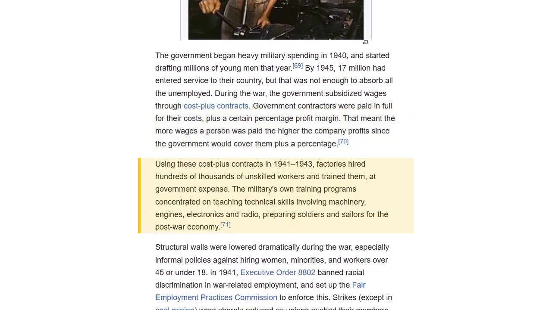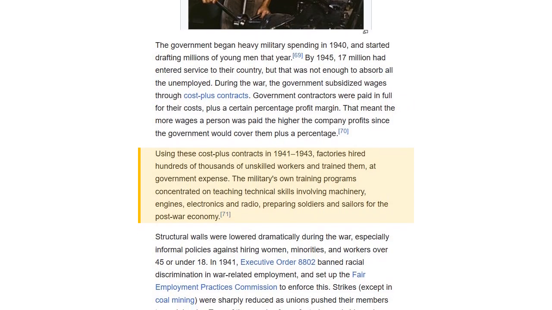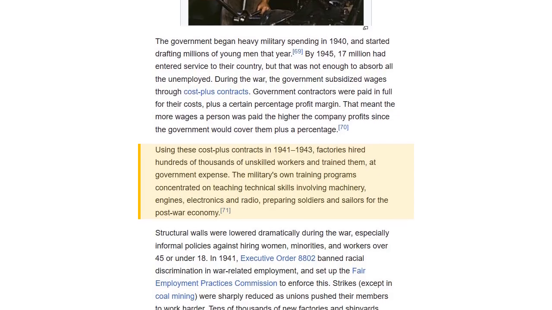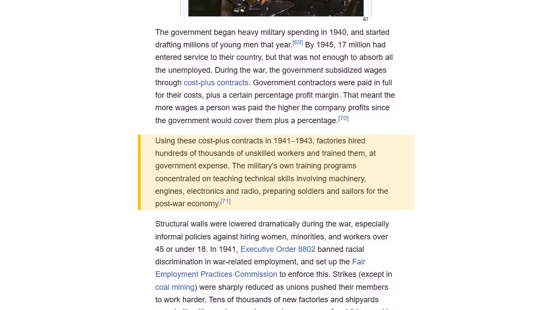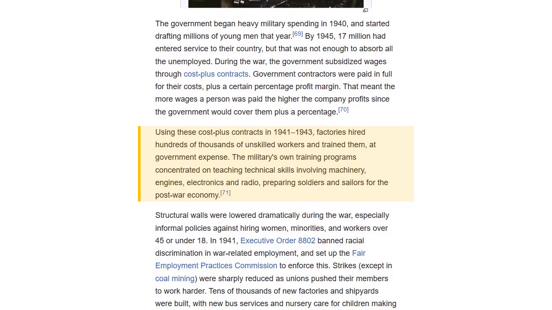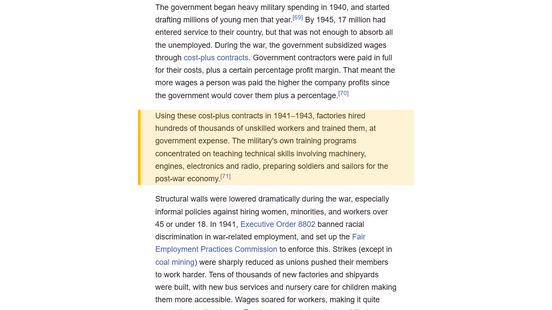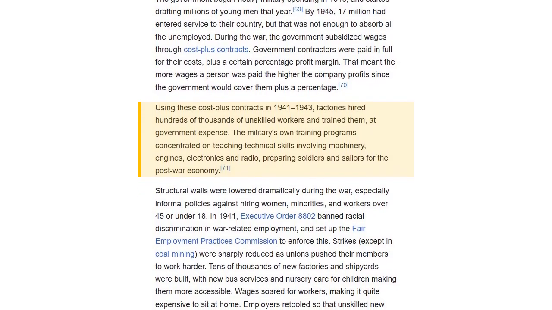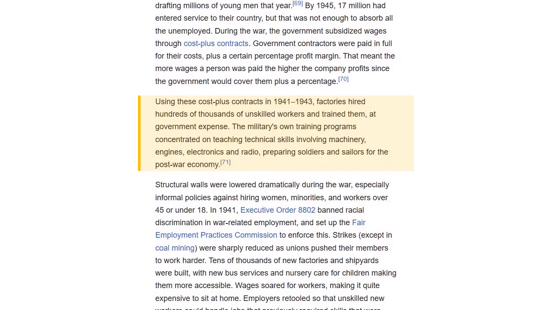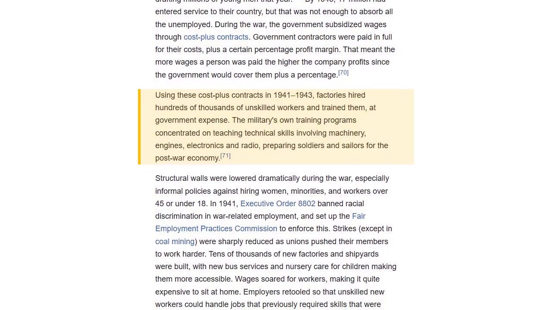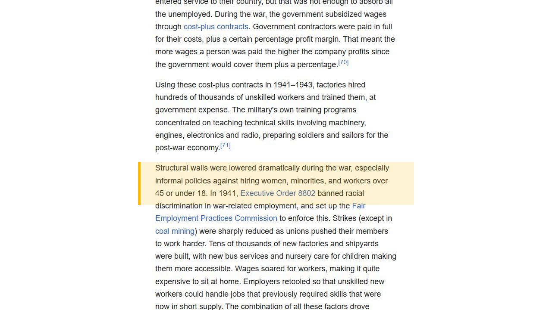That meant the more wages a person was paid, the higher the company profits, since the government would cover them, plus a percentage. Using these cost-plus contracts in 1941-1943, factories hired hundreds of thousands of unskilled workers and trained them at government expense. The military's own training programs concentrated on teaching technical skills involving machinery, engines, electronics, and radio, preparing soldiers and sailors for the post-war economy.